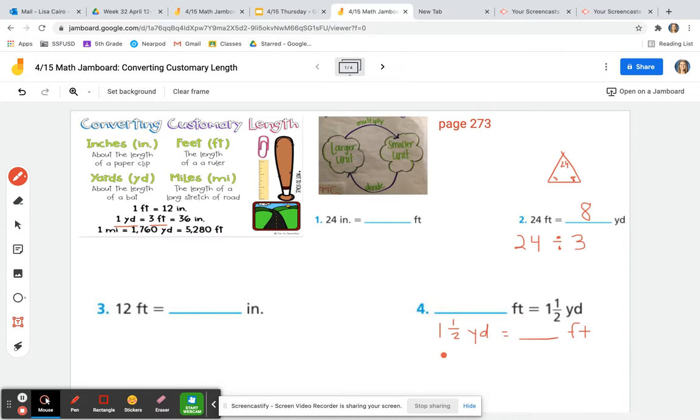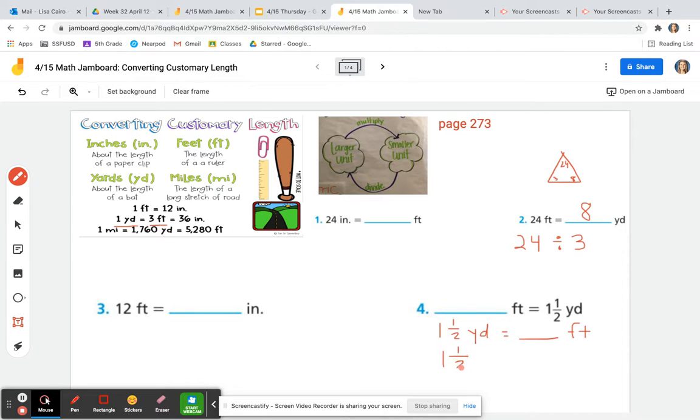I see a mixed number here, so that might be a little bit of a review. We're going to go over to our customary length reference sheet. How many feet are in a yard? Oh, sorry. Hold on. Before we even get to that, let's set up an equation here and decide if we're multiplying or dividing, and then we'll get into what we're multiplying or dividing by. Sorry about that. So let's rewrite it out.